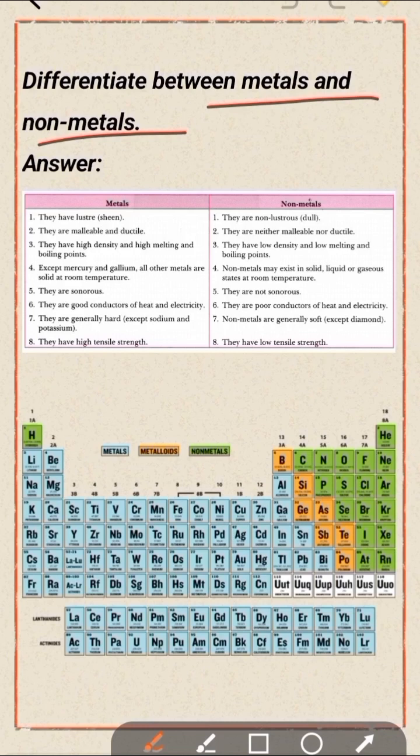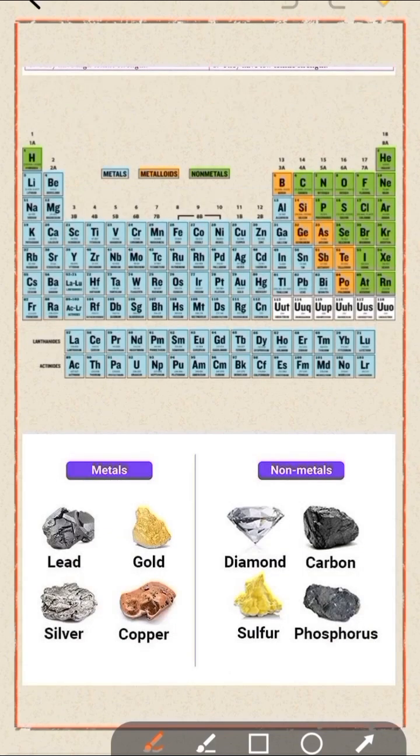Metals are generally hard, exceptions being sodium and potassium, but non-metals are generally soft, the exception being diamond. Metals have high tensile strength, but non-metals have low tensile strength. Blue denotes metals and green denotes non-metals. Examples of metals: lead, gold, silver, copper. Non-metal examples: diamond, carbon, sulfur.